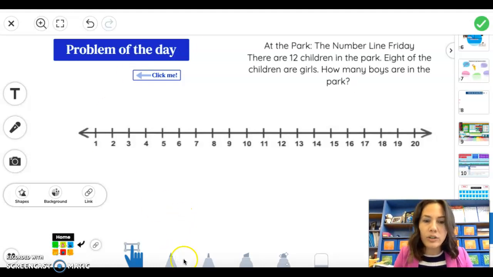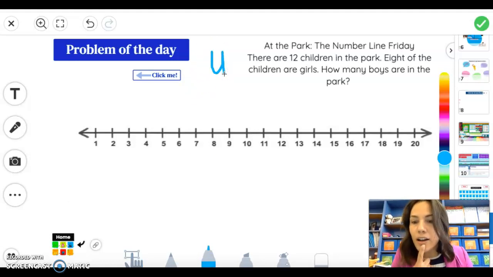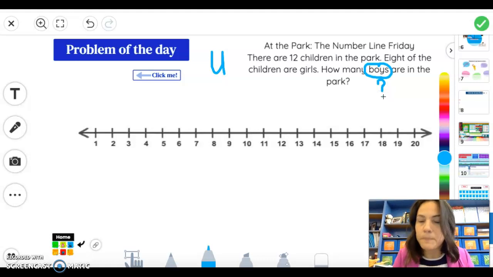So let me go ahead and do my UPS check because U means understand, and underline. So I'm going to understand and underline important information. I know that the question is, how many boys? That is what they want to know. They want to know how many boys are in the park.